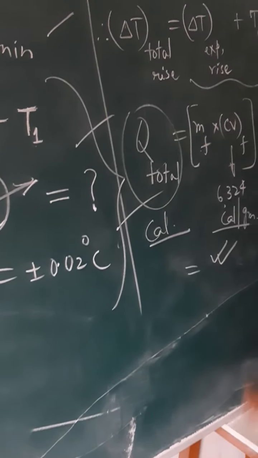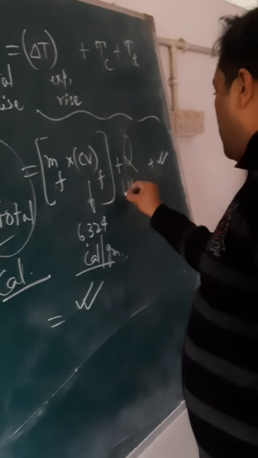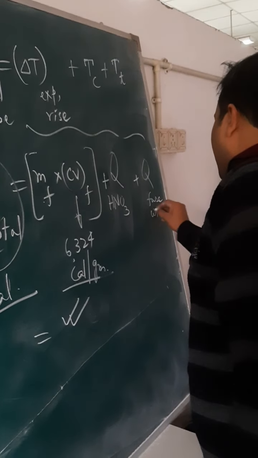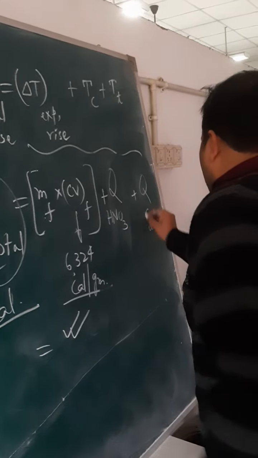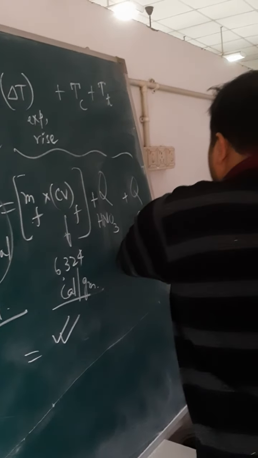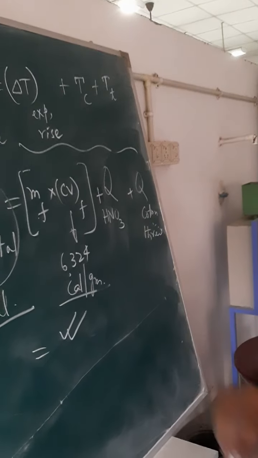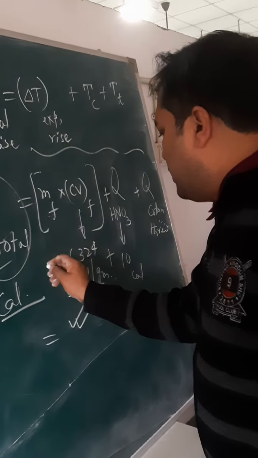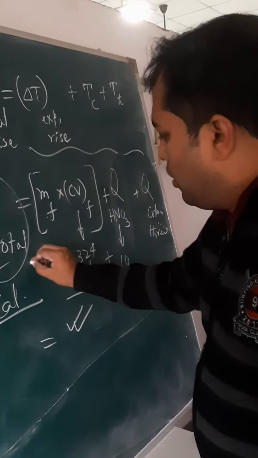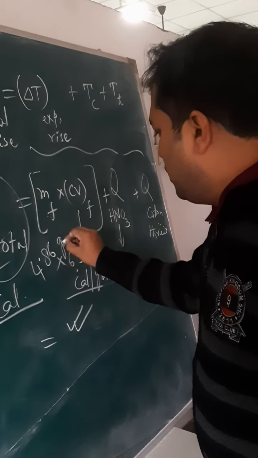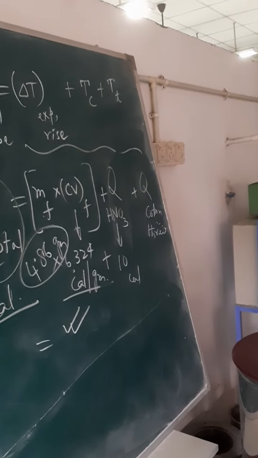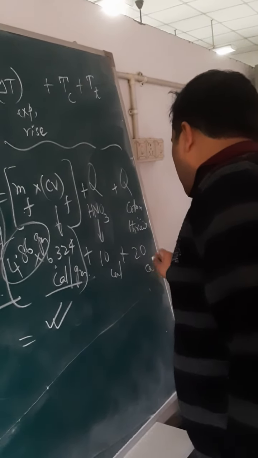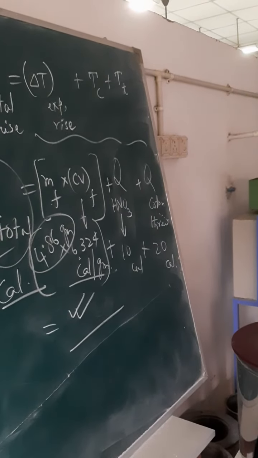Here it will be the heat generated due to HNO3, and this will be the heat generated due to the fuse wire, that is the cotton thread you are using. Approximately it is 10 calorie. So 6324 into the mass, which we have taken approximately say 4.86, as we discussed in the second phase of the discussion, this into 6324 plus 10 plus 20 will give you the total heat generated in the experiment in the water.